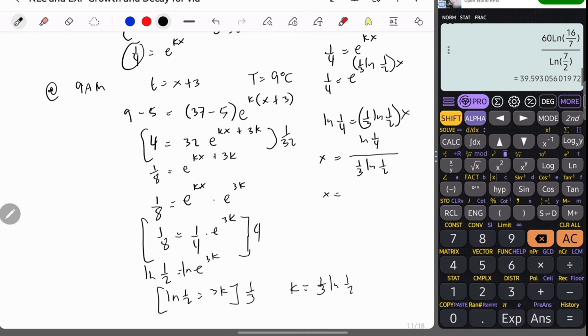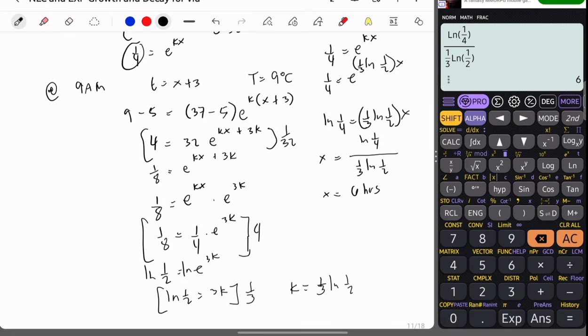So our x must be ln 1/4 over 1/3 ln 1/2, which is 6 hours. So 6 hours has passed before 6 a.m.